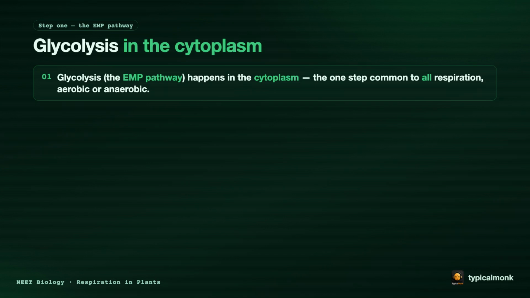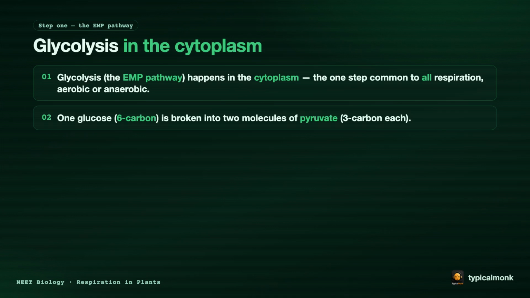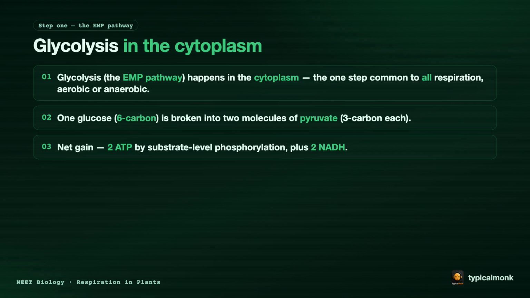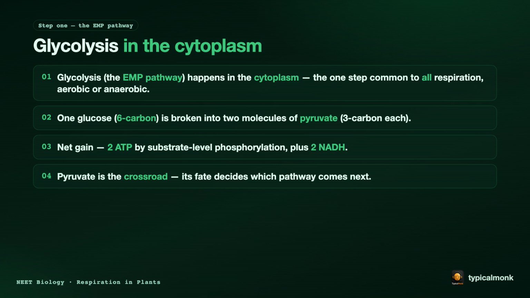Glycolysis, also called the EMP pathway, happens in the cytoplasm, and it is the one step common to all respiration, whether oxygen is present or not. Here, one molecule of glucose, which has 6 carbons, is broken into 2 molecules of pyruvate, each with 3 carbons. The net gain is 2 ATP by substrate-level phosphorylation, plus 2 molecules of NADH. And pyruvate is the crossroad. Its fate decides which pathway comes next.